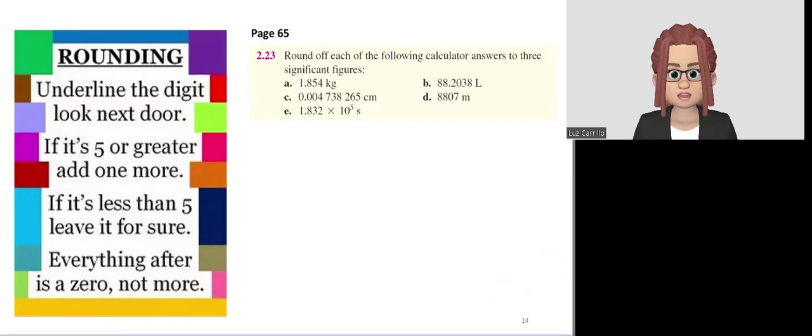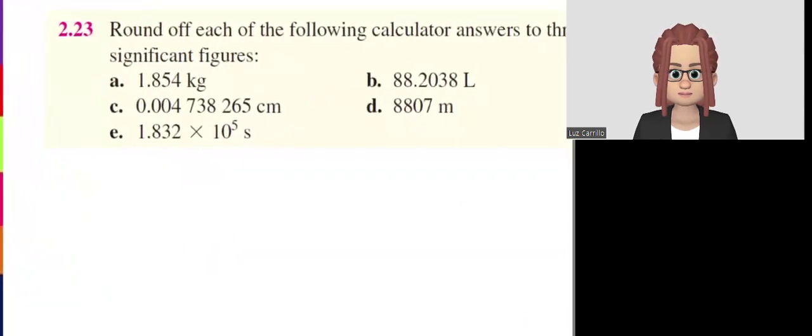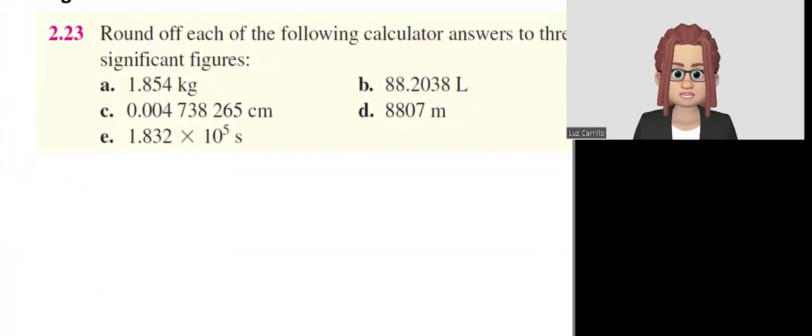In order to practice this concept, let's do problem 2.23 on page 65 of the textbook. The problem reads, round off each of the following calculator answers to 3 significant figures. When it comes to this, let's practice together. Letter A. Letter A says that my measurement is 1.854 kg, which means kilograms.